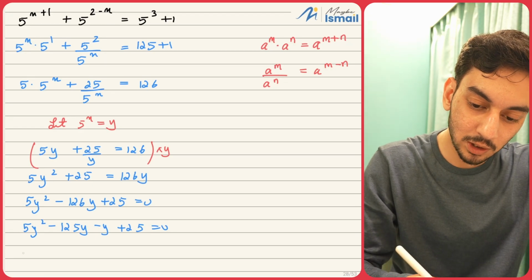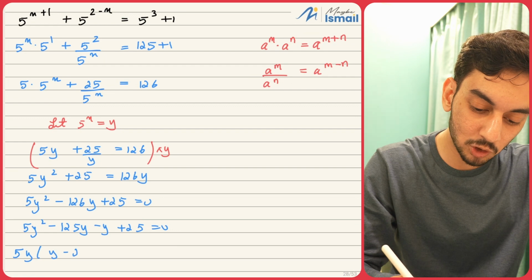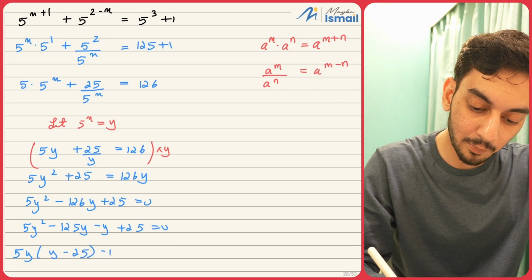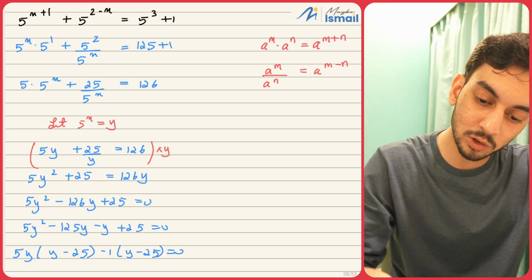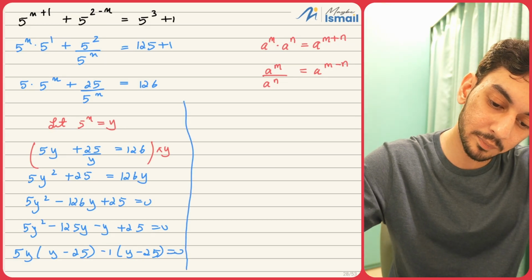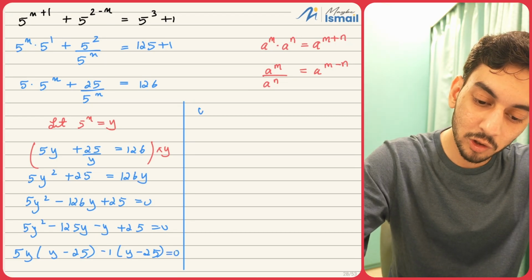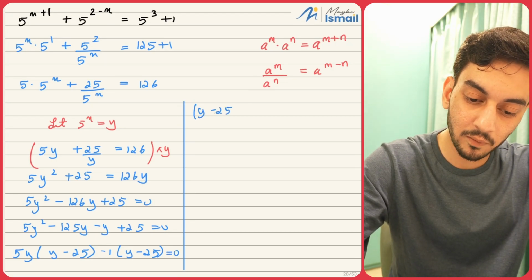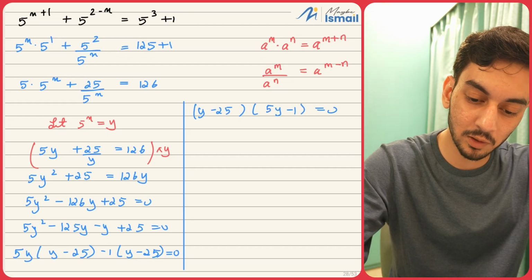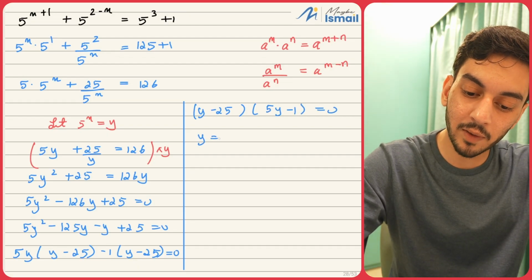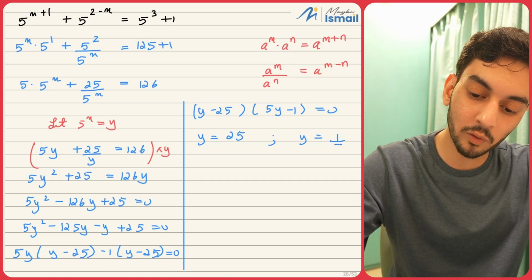So this would be 5y times y minus 25. I take a minus 1 common, it would be y minus 25 is equal to 0. I'll just continue it over here. This is equal to 0. So this would be y minus 25 times 5y minus 1, which is equal to 0. From here I can say that y is either equal to 25 or y is equal to 1 over 5.